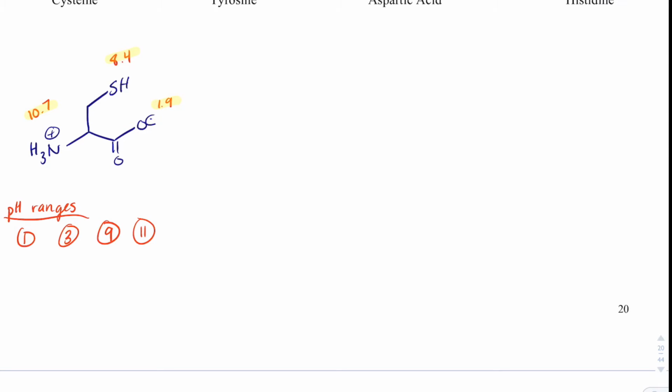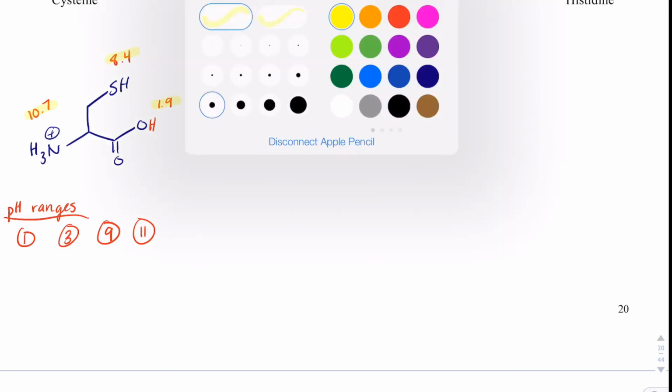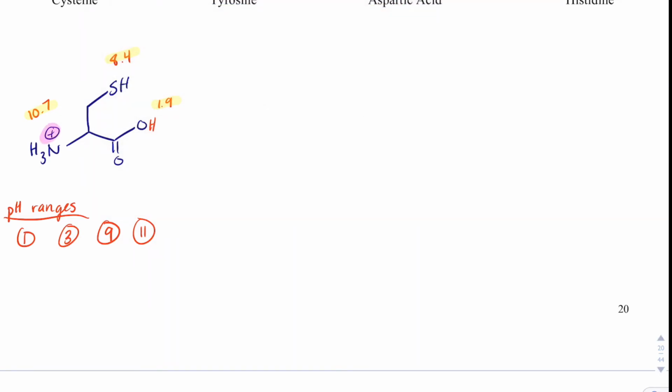This would actually be OH. Why? Because we're lower than the pKa, meaning that this structure is best represented as having, or that alcohol group is best represented being protonated. Okay, now add up the charge. If we add up the charge here, we have a positive 1, neutral, and neutral. So overall, we would be positive 1.